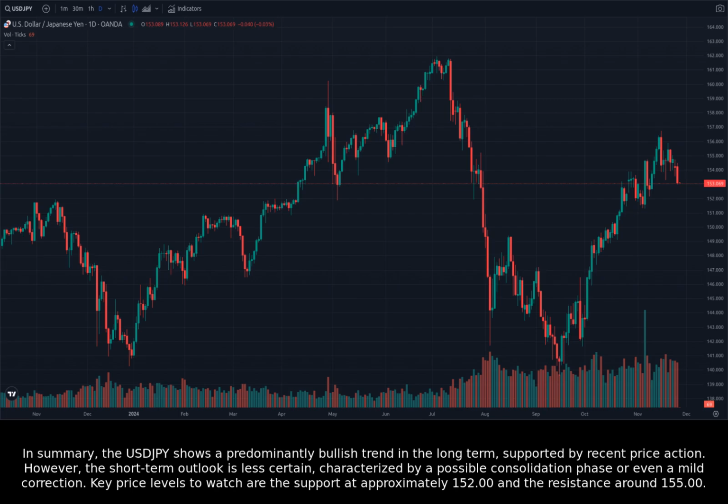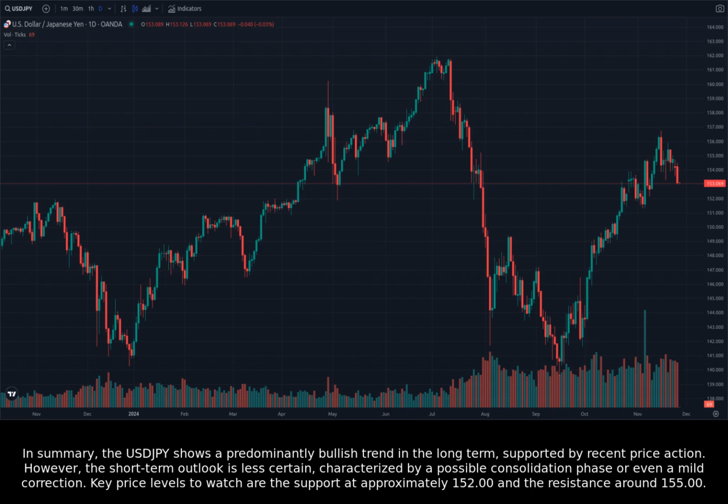In summary, the USDJPY shows a predominantly bullish trend in the long term, supported by recent price action. However, the short-term outlook is less certain, characterized by a possible consolidation phase or even a mild correction.